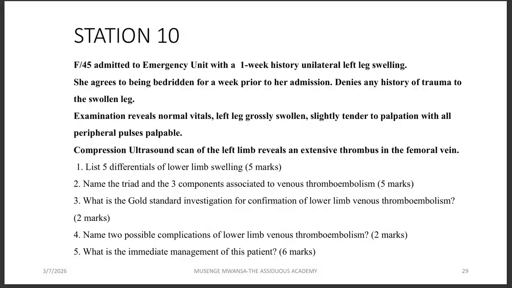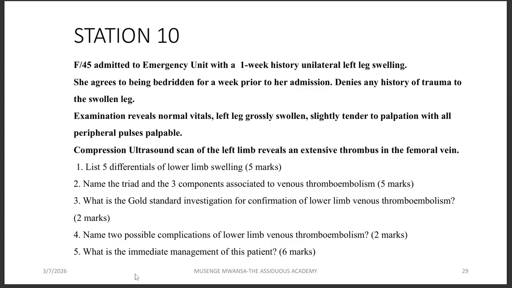The last station says: female, 45, admitted to the emergency unit with a 1 week history of unilateral leg swelling. She admits to being bedridden for 1 week prior to admission, and denies any history of trauma to the swollen leg. Examination reveals normal vitals, left leg grossly swollen, slightly tender to palpation, with all peripheral pulses palpable. Compression ultrasound scan of the left limb reveals an extensive thrombus in the femoral vein. List 5 differentials for lower limb swelling.